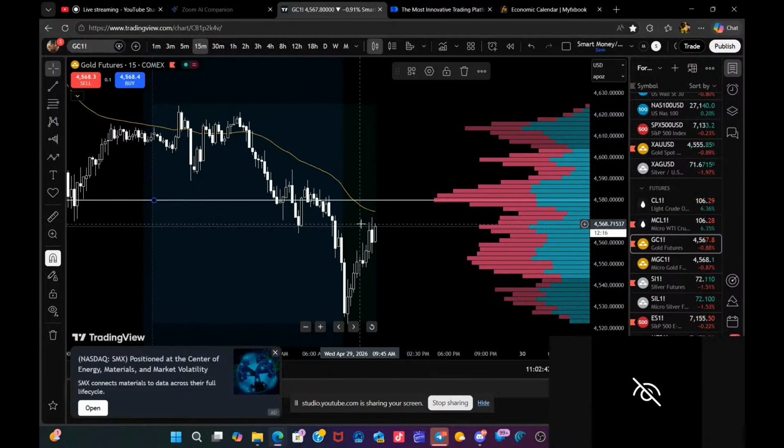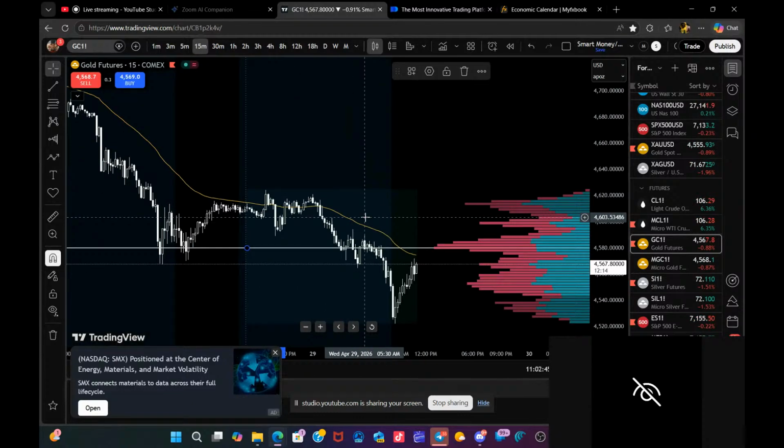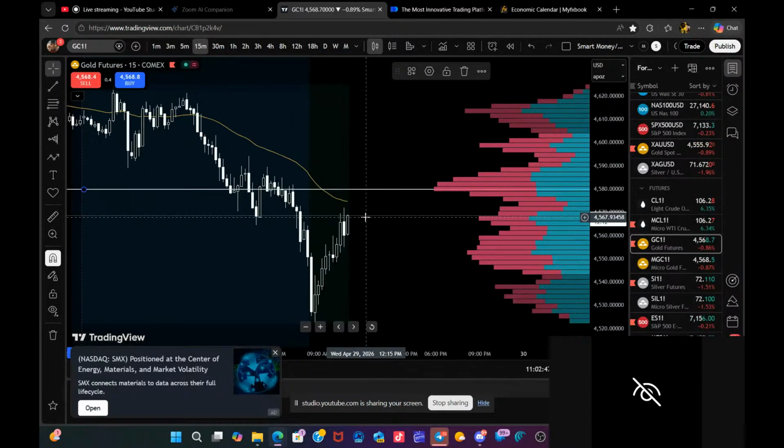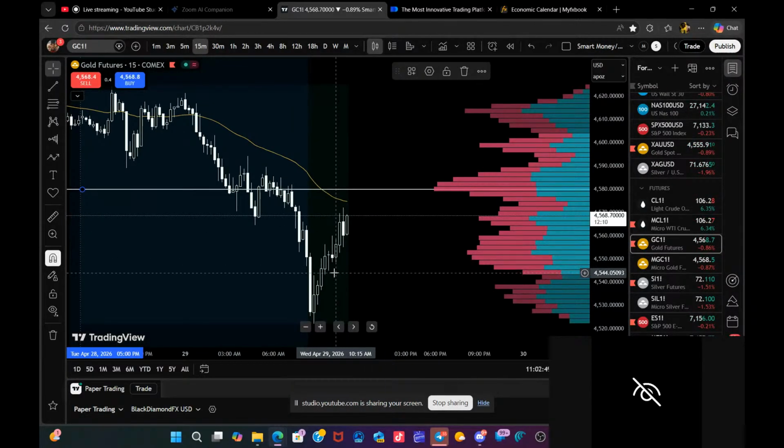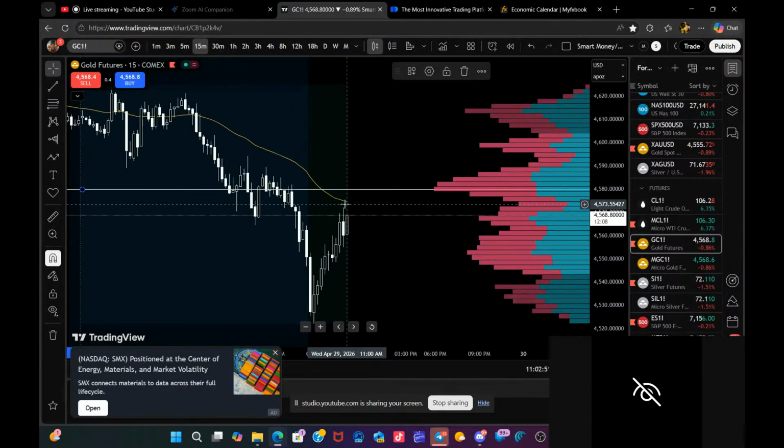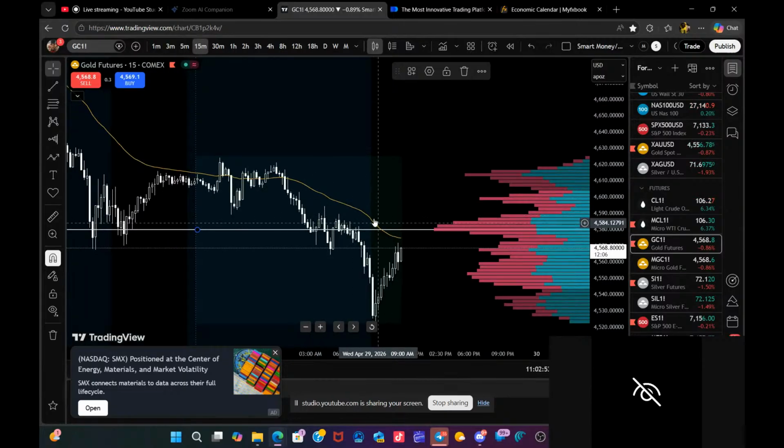Coming back up to the point of control. That's why I think gold is going to continue coming down. Because look at what's going on. Coming up to that point of control right there. And we're tapping. It's about to tap that. It's about to hit that 50 moving average. All right. Look at this.